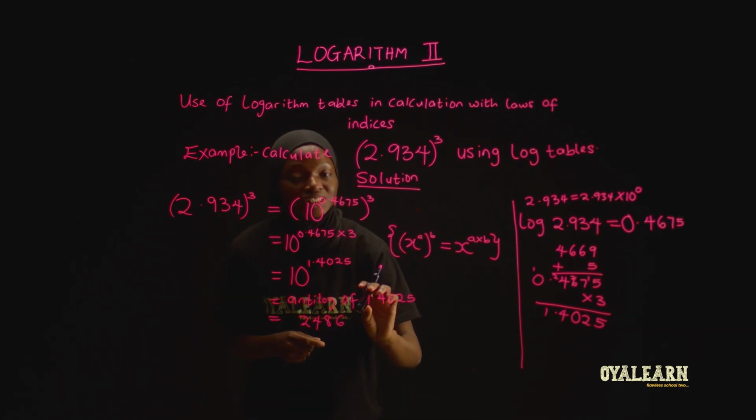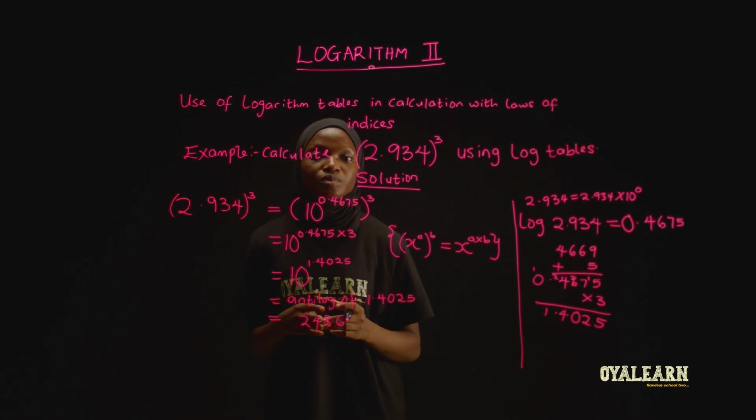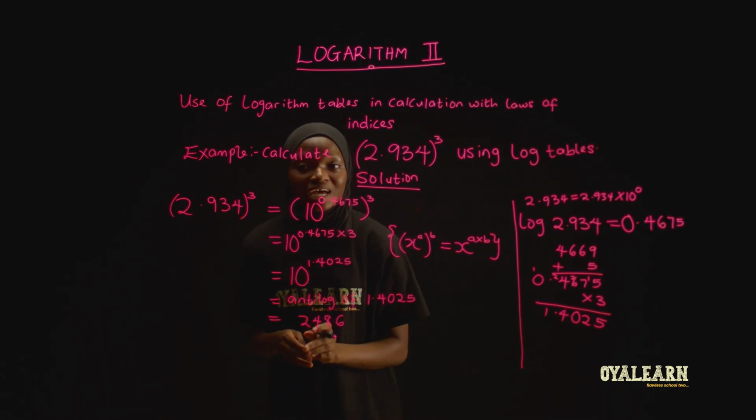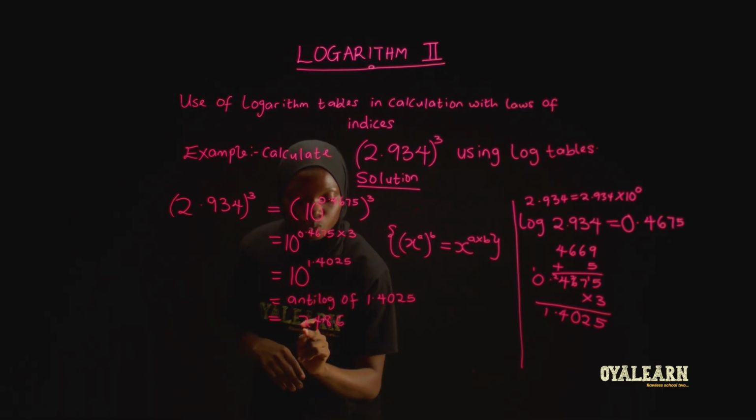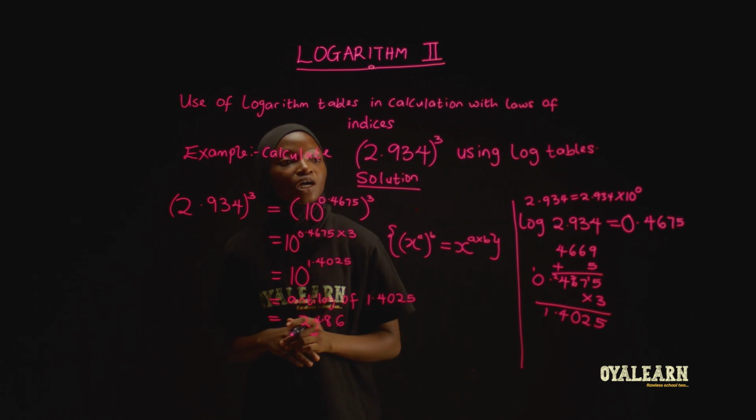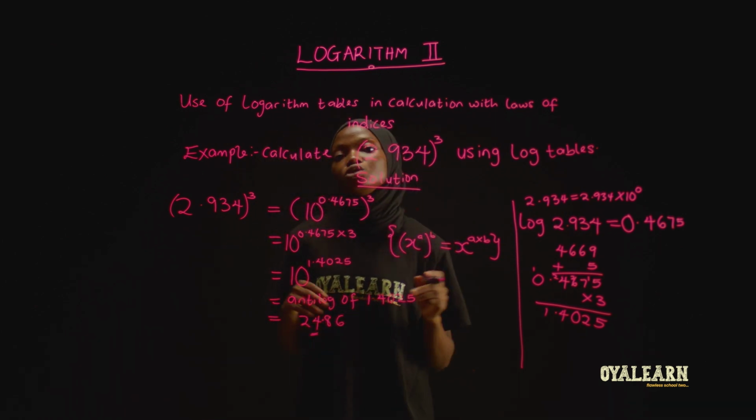And this integer part here determines where the decimal point is going to be. Since we have 1 here, the decimal point will be after the first 2 digits, that is 1, 2. And the decimal point comes here. And this becomes the final answer of 2.934 all raised to the power of 3.